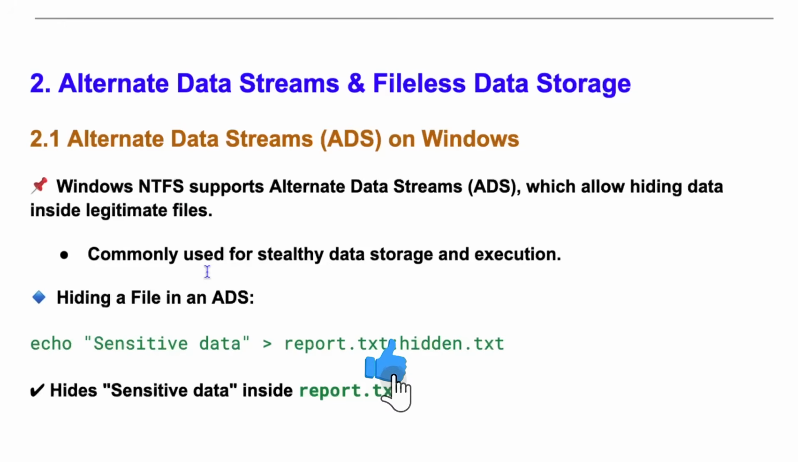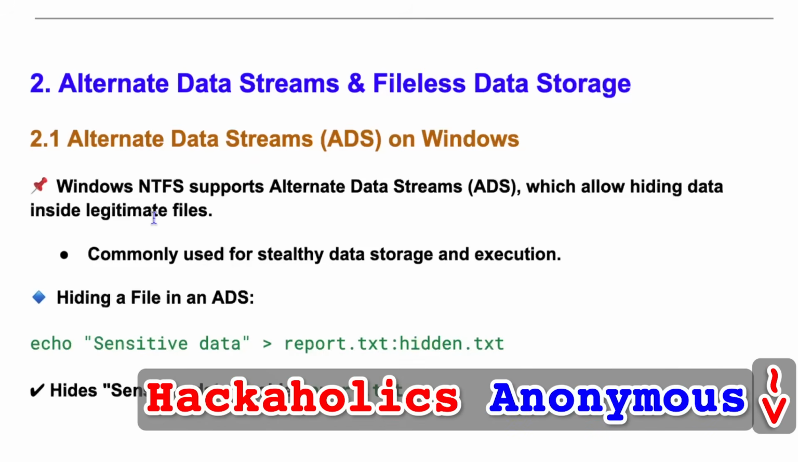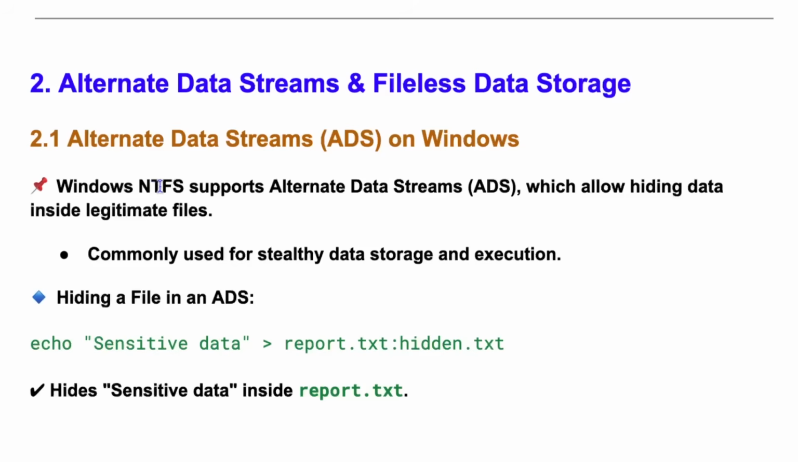All right, let's look at some alternate data streams and fileless data storage, which is actually very interesting. So alternate data streams, also known as ADS on Windows. The Windows NTFS file system supports alternate data streams, which allow hiding data inside legitimate files. These are commonly used for stealthy data storage and execution, and you can hide a file inside an alternate data stream by just doing echo of the sensitive data and then putting it inside of a text file, and then taking that and making it a hidden text file.